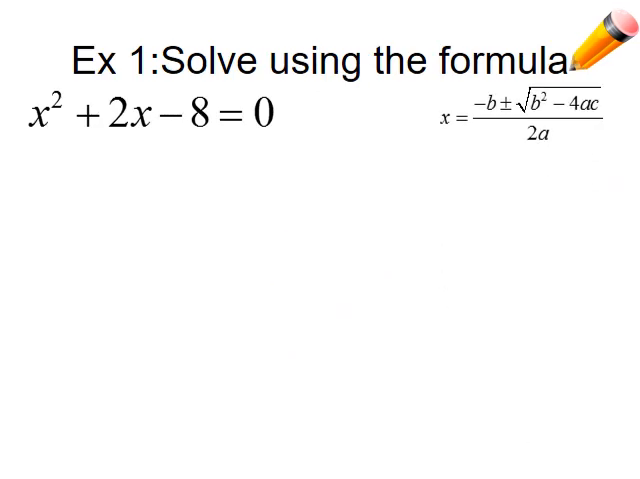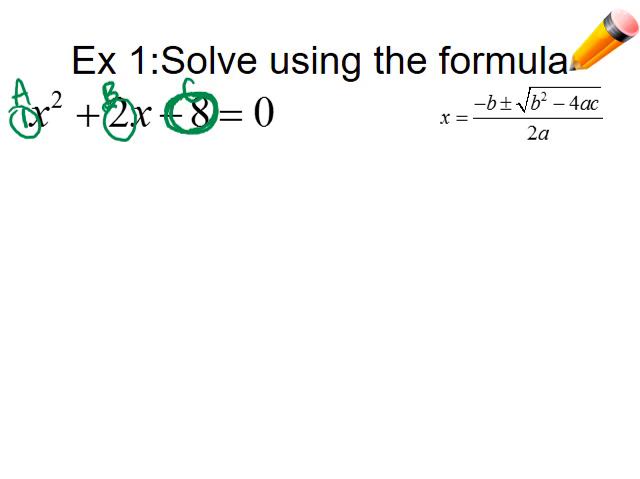Let's take and apply the formula. First thing is to make sure it's in standard form, meaning x squared, x, constant. Make sure that it's equal to 0, meaning everything's moved to one side. Let's identify our a, our b, and our c. The a is 1, the b is 2, the c is negative 8. You want to keep the signs that go with the number.